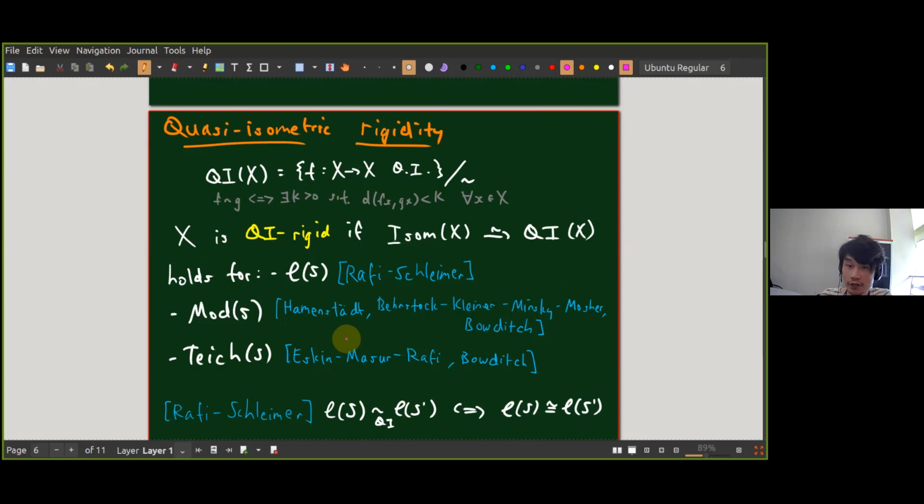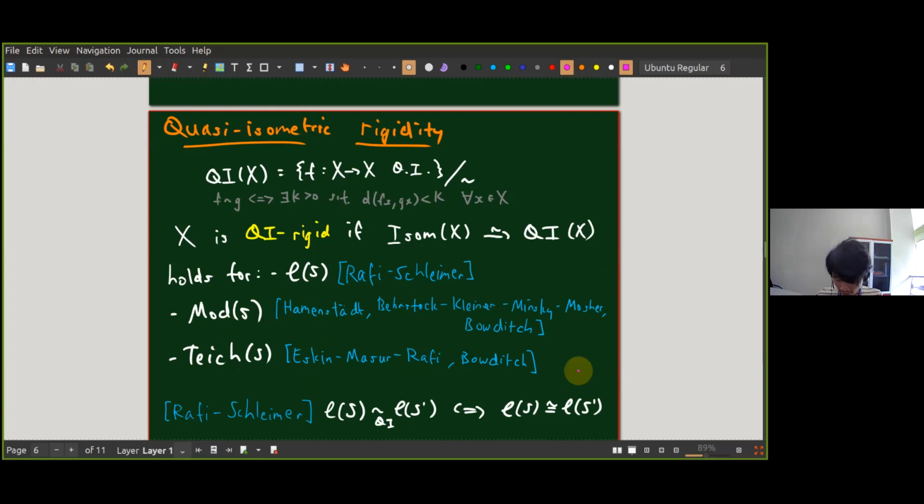So this QI rigidity is an interesting property and has been shown to hold for many of these objects related to surfaces and mapping class groups. So the curve graph satisfies this property. It's QI rigid. The mapping class group with its word metric has also been shown to be quasi-isometrically rigid, and also Teichmüller space with, I think, the Teichmüller metric and the Weil-Petersson metric. So it seems like for any reasonable object attached to surfaces, this QI rigidity is a thing that happens.